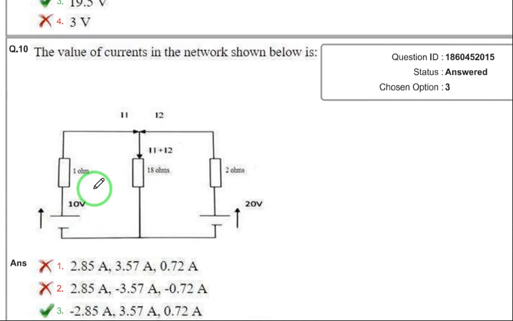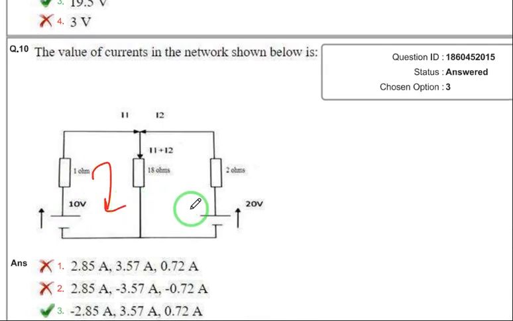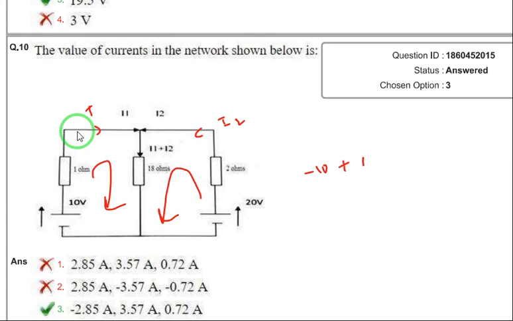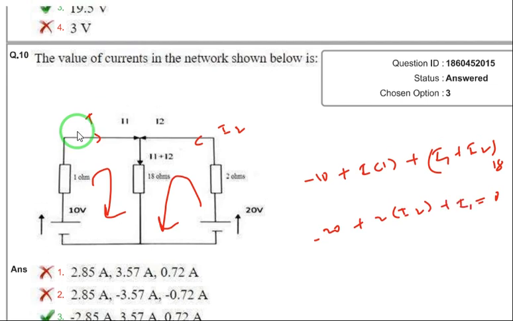Just apply the KVL here, and apply the KVL here, and simplify both equations, you will get the answer. Just see here. So minus 10, let this be I. I am telling you what kind of questions they are giving. Let this be I1 and this be I2, and the current that will flow: minus 10 plus I into 1 plus (I1 plus I2) into 18 ohms equals 0. Just simplify that. This one also you will get one equation: minus 20 plus 2 into I2 plus (I1 plus I2) into 18. Just simplify that, you will get the answer.